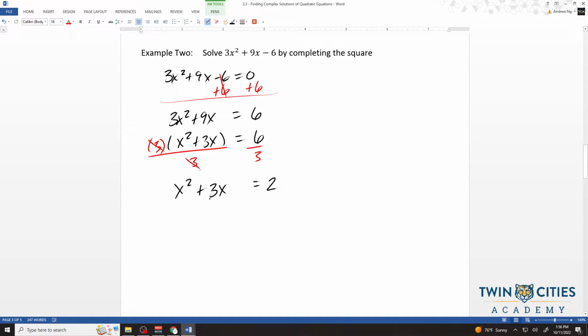This is necessary because it helps me find b. b is 3. And remember, I'm going to be adding b over 2 squared to both sides. So in this case, b is 3. This is going to be 3 over 2 squared to both sides. Let's see what happens here. That means that on this side, I'm going to add 3 over 2 squared. And on this side, I'm going to add 3 over 2 squared.